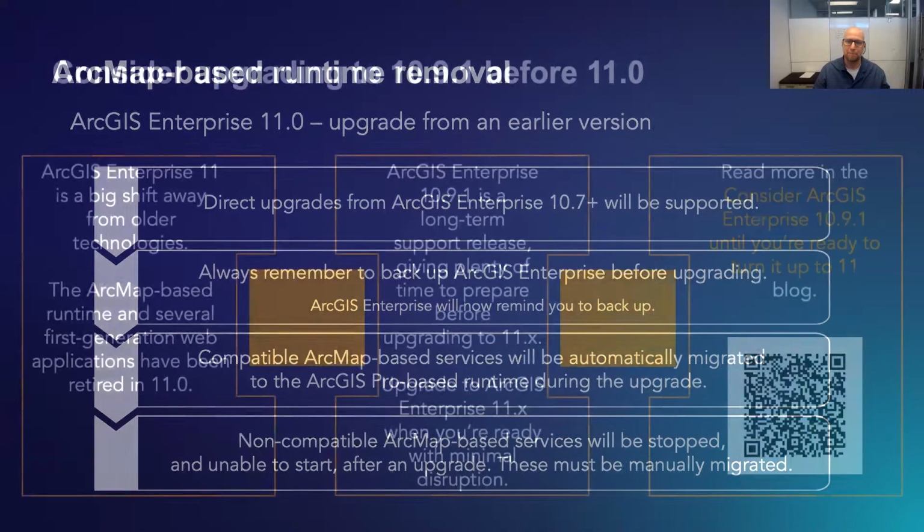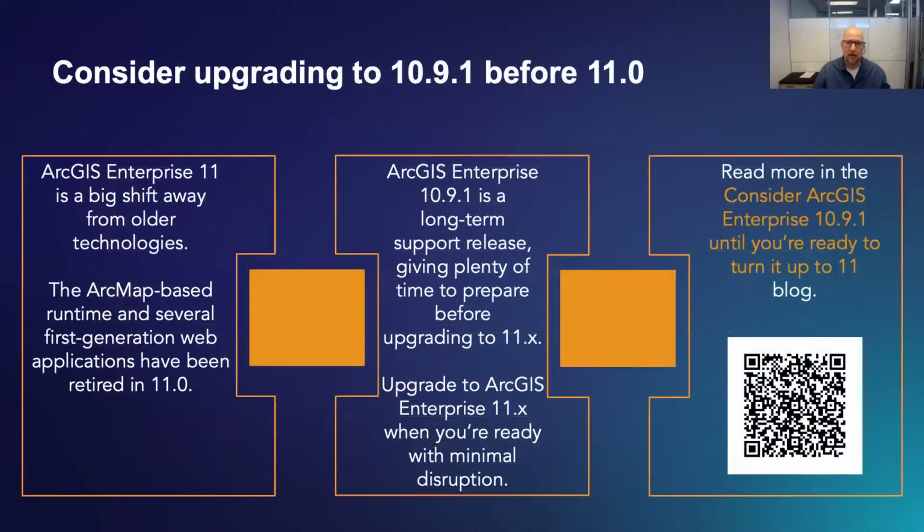Now, the final point we'd like to leave you with is to consider upgrading to ArcGIS 10.9.1 before migrating to 11. Not only is 10.9.1 our long-term support release, it uses the Pro runtime by default, while providing the ArcMap runtime as a separate install. So that kind of gives you a bit of a migration path without impacting your existing environment, or at least it minimizes your current disruption.